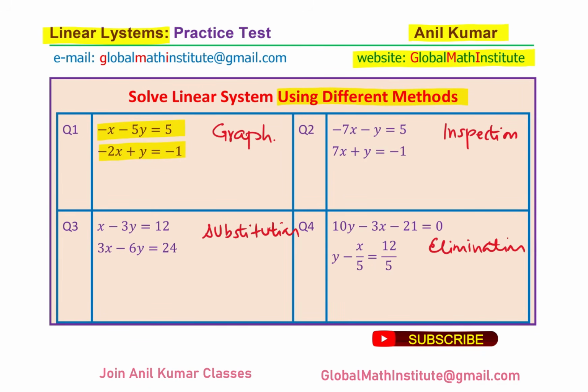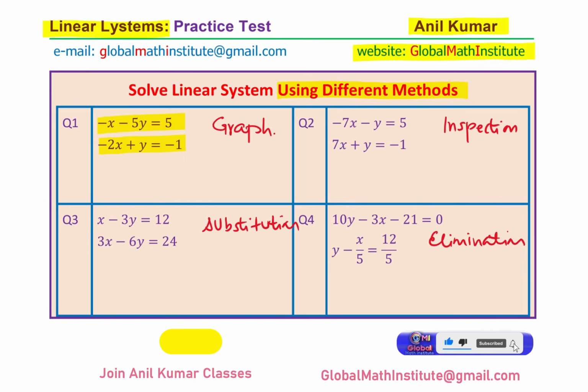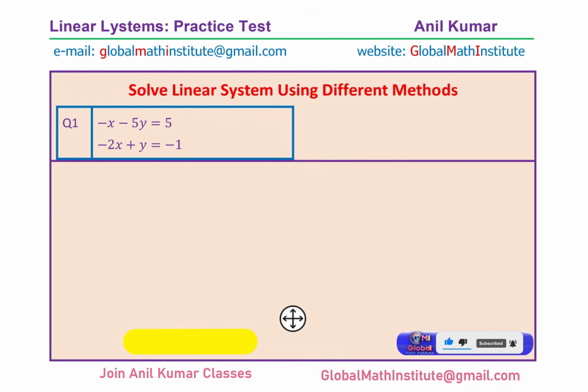Here we do see it could be a case of parallel lines, so we could just justify our answer, and the very first one seems to be a simpler graph, correct? Let's begin with their solutions now, one by one. So the very first one I thought we'll do by graphing.